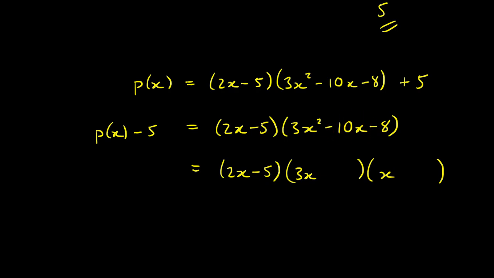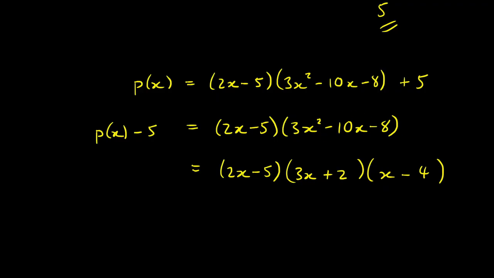Well, if I was to put a negative 4 here, and a positive 2 here, that's going to work out. Because positive 2 times negative 4 is negative 8. And then 3x times negative 4 is negative 12x. And then this is going to be plus 2x. So negative 12x plus 2x is negative 10x.